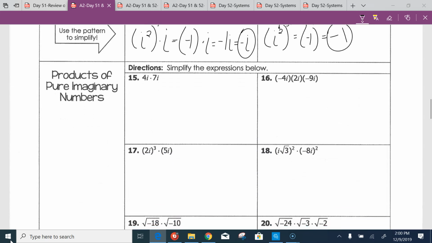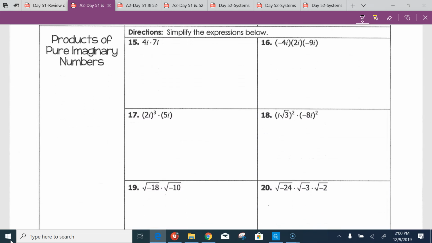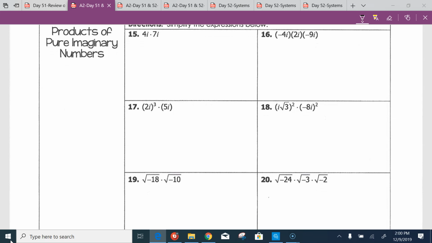Now we're going to use some properties of pure imaginary numbers. We have to simplify the expressions given below, and these act just like regular algebraic expressions. For number 15, we have 4i times 7i. Let's treat these like FOIL. First, I'll do 4 times 7. That gives me 28. Then I do i times i. i times i is i squared.